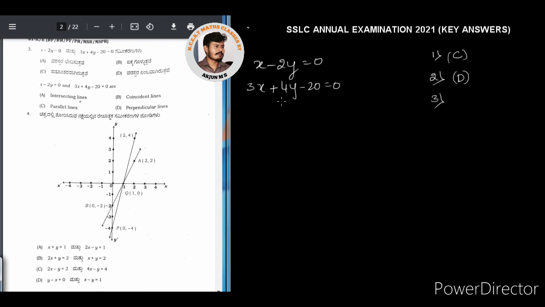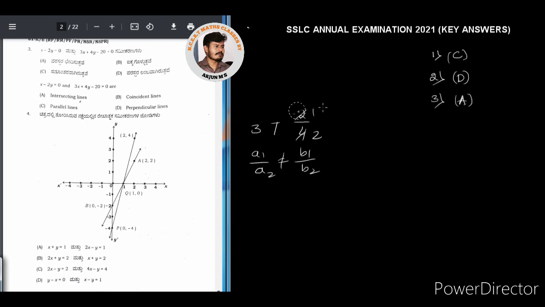First of all, you just write down their coefficients here. 1 by 3 is equal to minus 2 by 4. Now you just observe these two conditions. We know that 1 by 3 is not equal to minus 1 by 2. That's why, if a1 by a2 is not equal to b1 by b2, these two lines are considered as intersecting lines. So option A is correct, intersecting lines. So let's move to the next question, that is the fourth question.